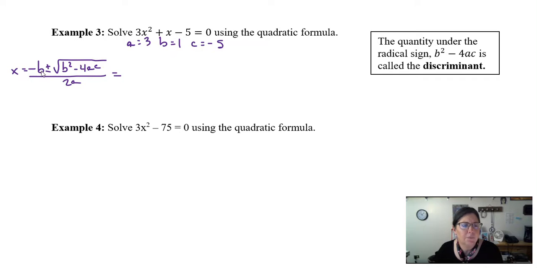Okay, so opposite of b. b is a positive 1, so the opposite makes it a negative 1. Just doing the plus sign right now. So I'm squaring 1. Sorry, that's a bad square. Minus 4 times my a, which is 3, times my c, which is negative 5.